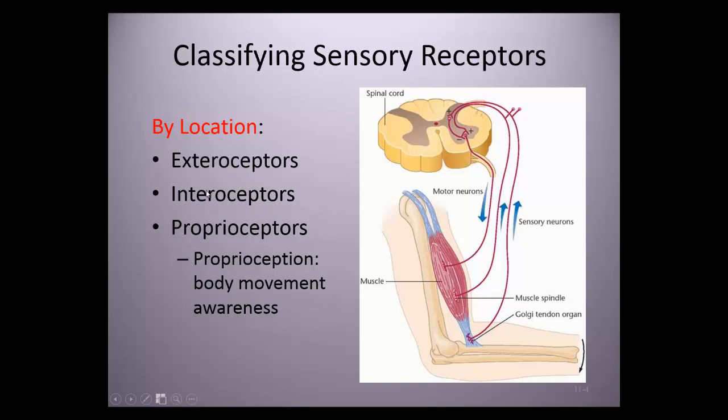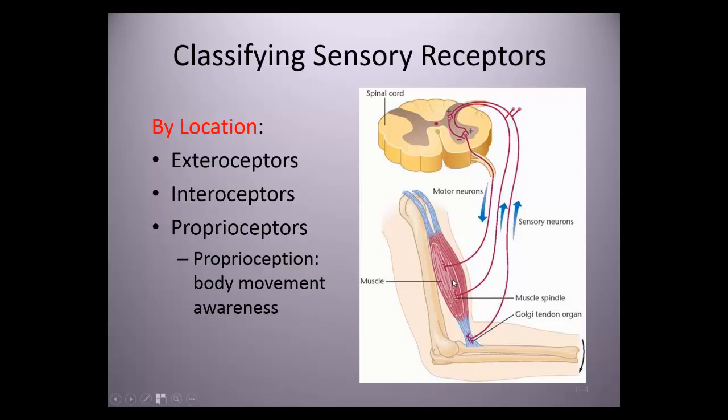And then lastly, proprioceptors. With the prefix in proprioception, think of it as body position. Proprioception is our awareness of body movement. So we find proprioceptors in our connective tissues, joints, muscles, ligaments, and tendons. We find these specialized receptors that tell us about body position.